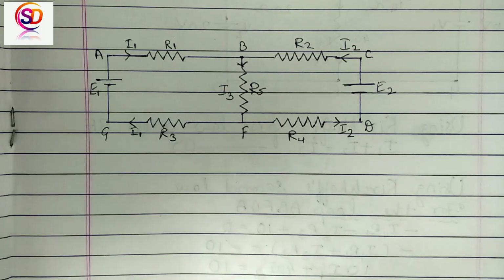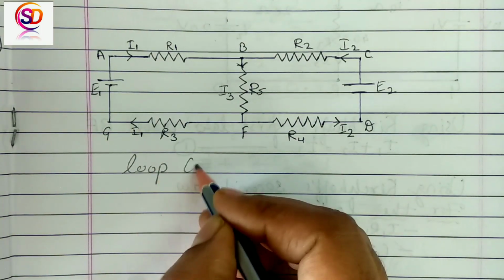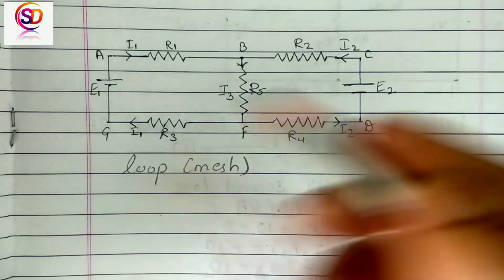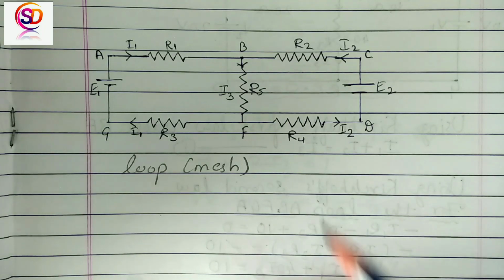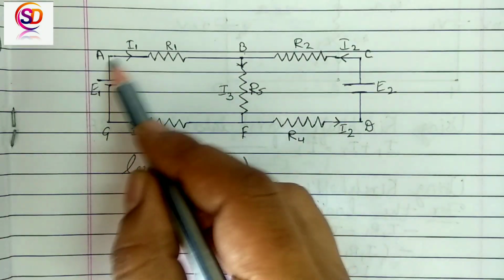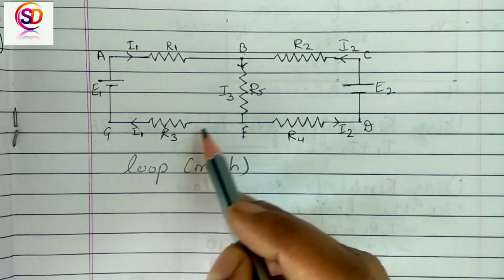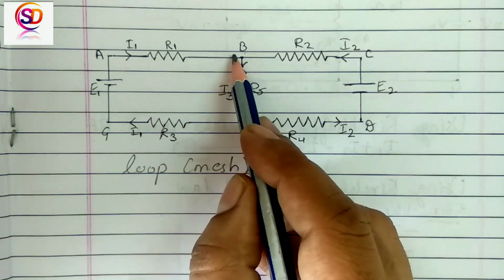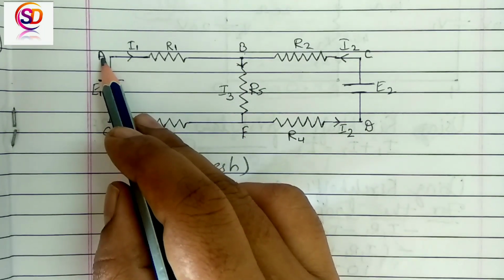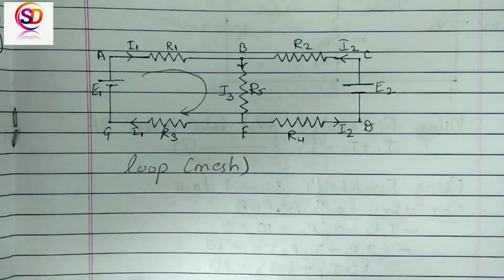The first term I wanted to explain to you is loop. It is also called as mesh. So any closed conductive path in electrical network is called loop. For example, if I consider A, B, F, G, A, it is one loop. So there is a closed conducting path in an electrical network, means current goes from here and travels and again comes to the same point. So this is called one loop or mesh.